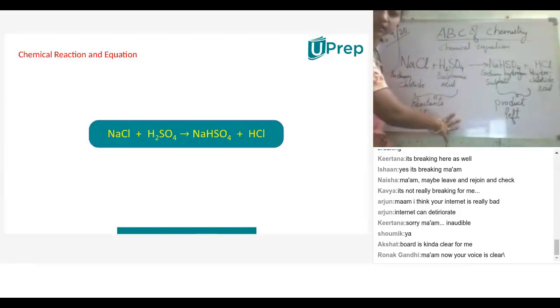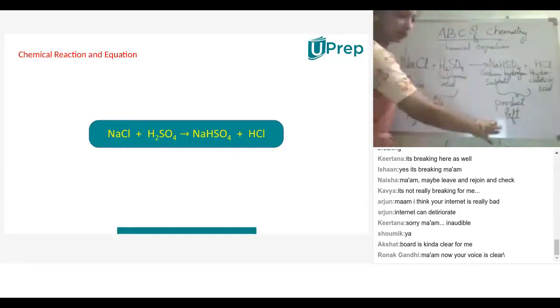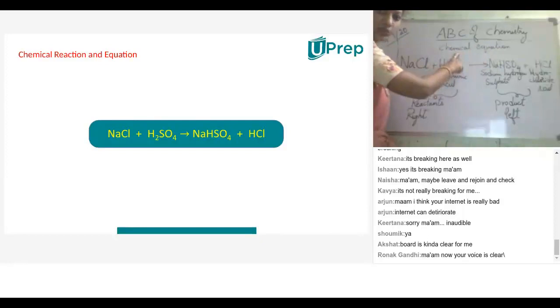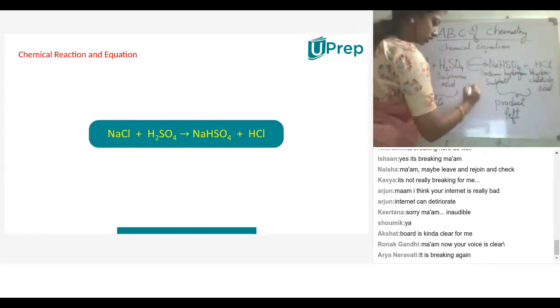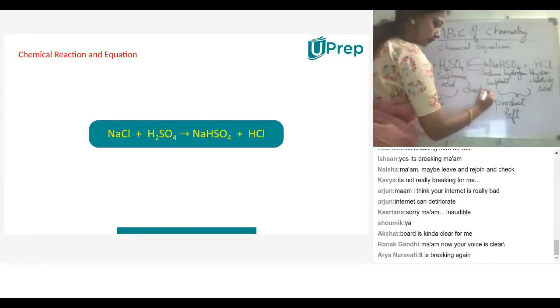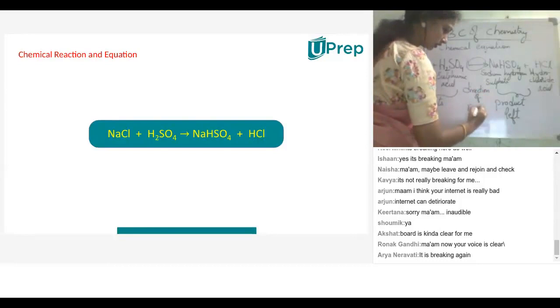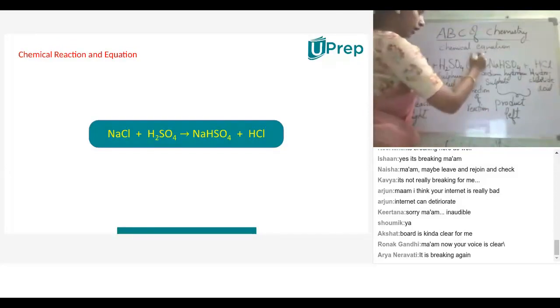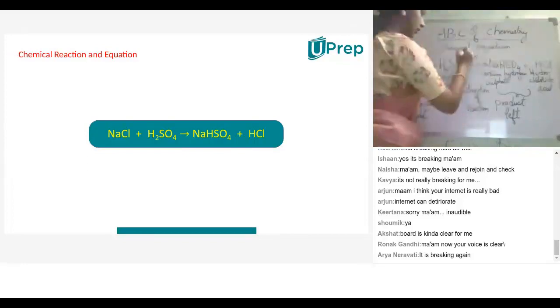On one side are the reactants, and on the other side the products. This is a simple chemical equation. To present chemical equations, we write reactants on one side and products on the other, and the arrow mark represents the direction of the reaction. Above the arrow mark, we write the conditions.